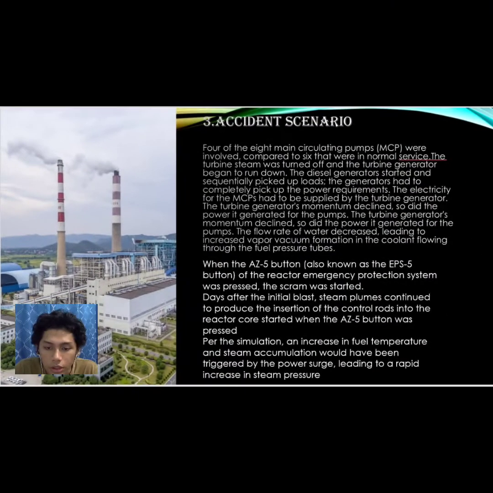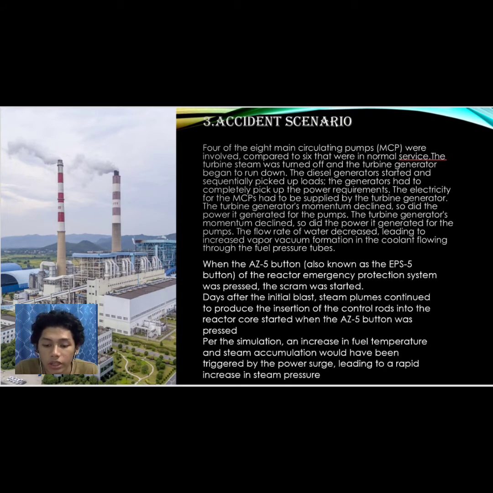Okay, thank you. Next, accident scenario. 4 of the 8 main circulating pumps, MCP, were involved compared to 6 that were in normal service. The turbine steam was turned off and the turbine generator began to run down. The electricity for the MCP had to be supplied by the turbine generator. As the turbine generator's momentum declined, so did the power it generated for the pumps. The flow rate of water decreased, leading to increased vapor formation in the coolant flowing through the fuel pressure tubes.